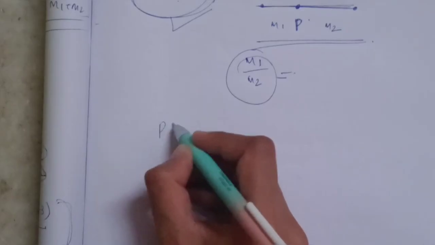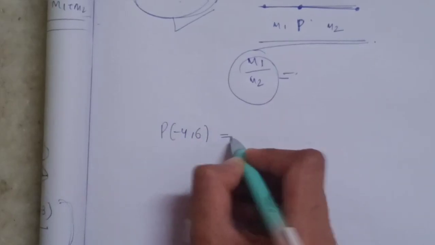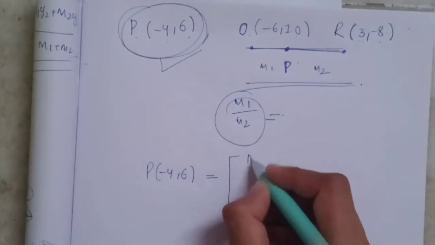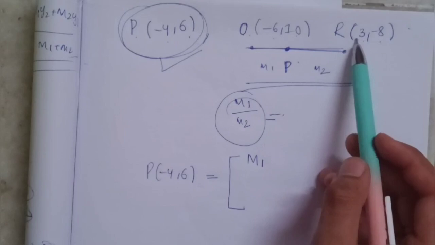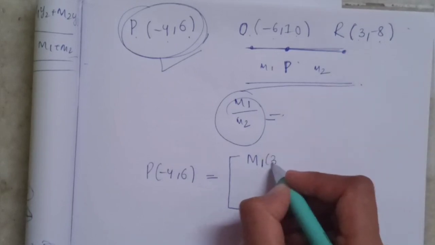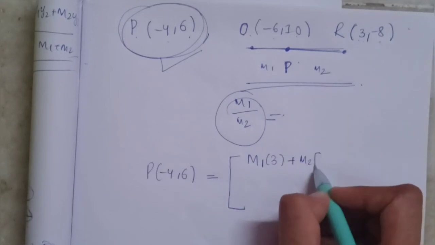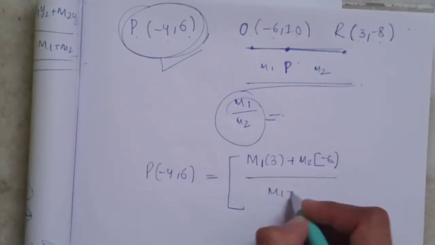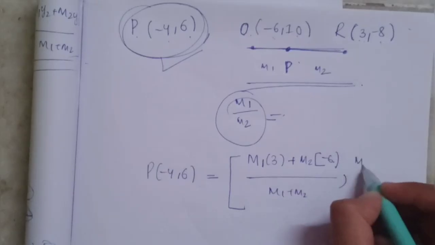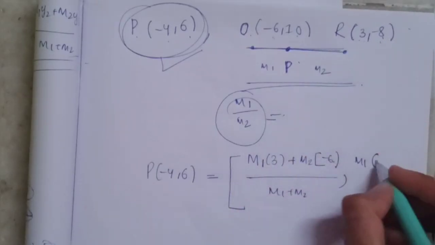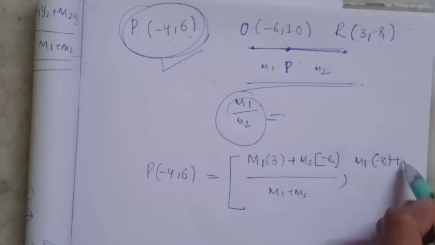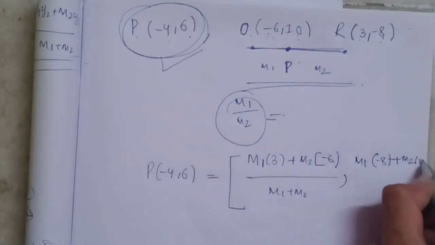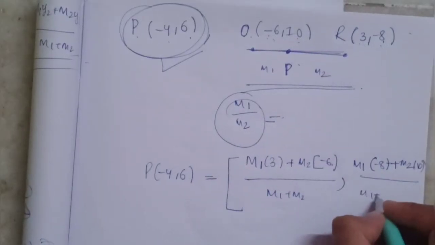So we know point P of minus 4 comma 6 is equals to M1 x2. What is x2? x2 is 3. M1 into x2 plus M2, we don't know, into x1. x1 is minus 6 by M1 plus M2, we don't know M1 plus M2, comma M1 y2. What is y2? Minus 8 plus M2 into y1. What is y1? That is 10, right, by M1 plus M2.